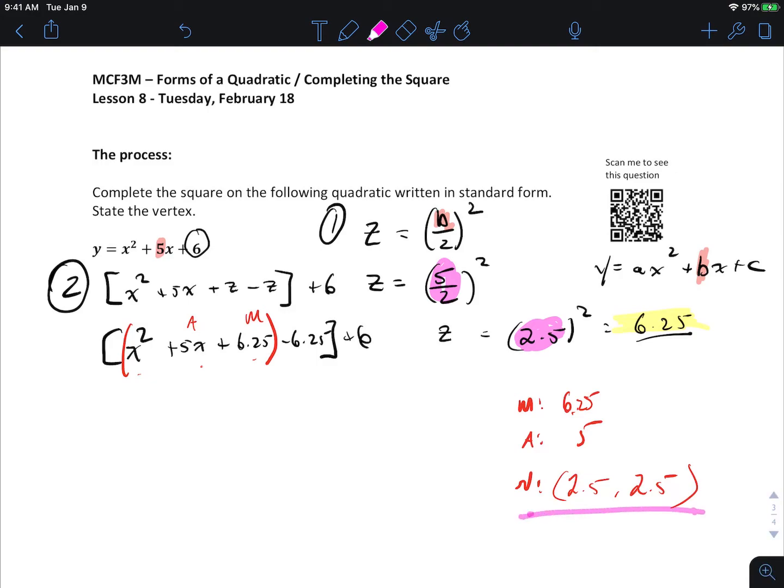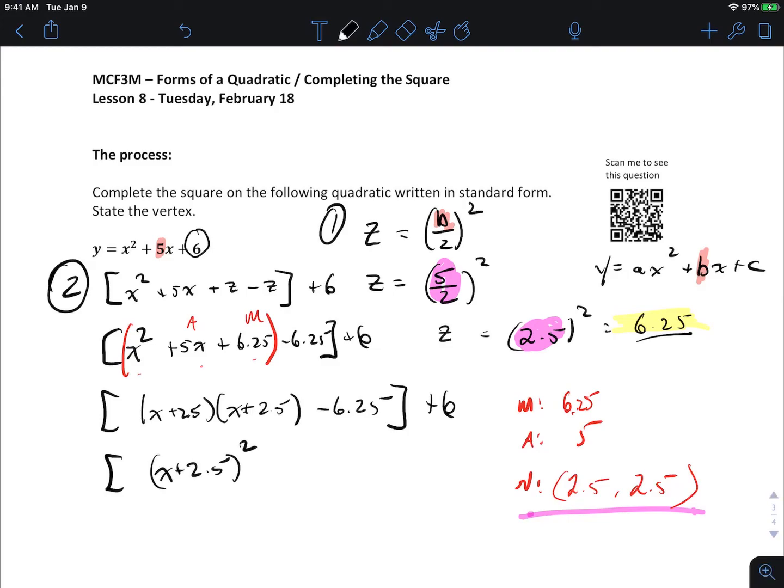And then you could write out the fact that if I factored this, it would be x plus 2.5, x plus 2.5. That's how you would write it out in factored form, right? And then you'd have the minus 6.25, close the bracket, plus 6, right? And then because I have 2 x plus 2.5s, you could go x plus 2.5 squared minus 6.25. So that's starting to look a little bit more familiar now, right? You can see this piece here.